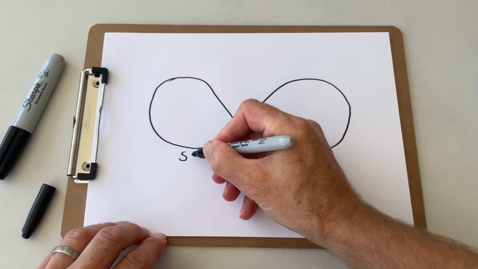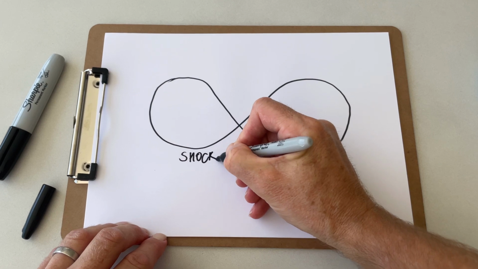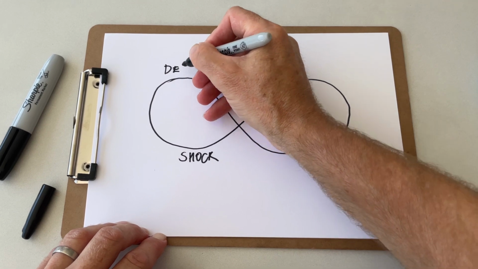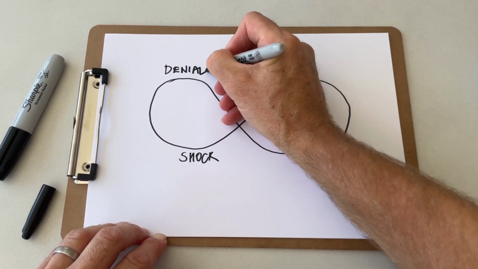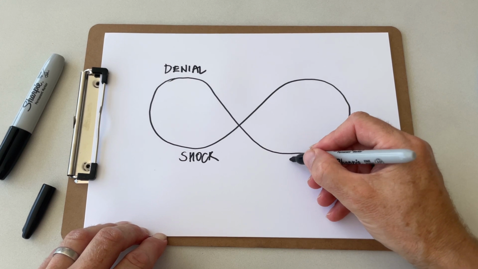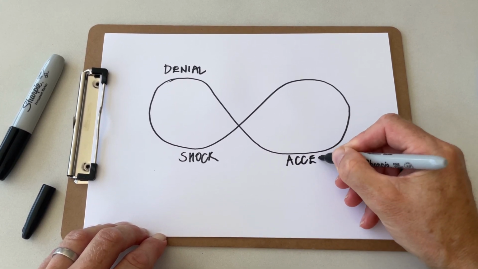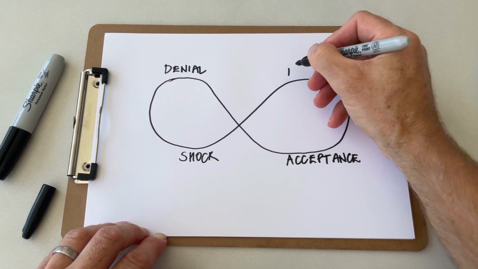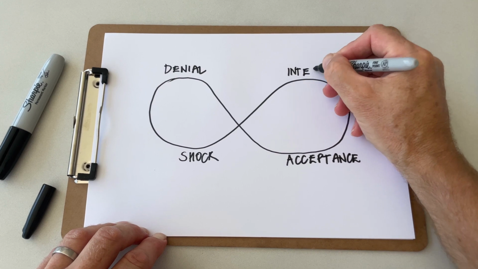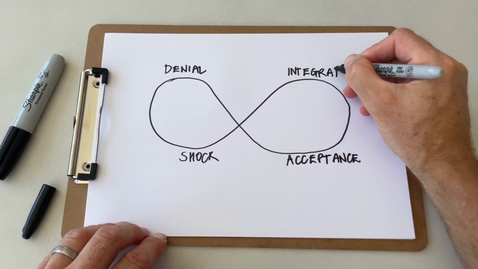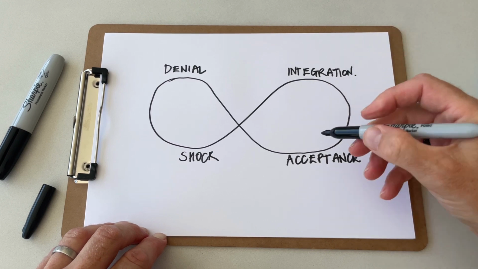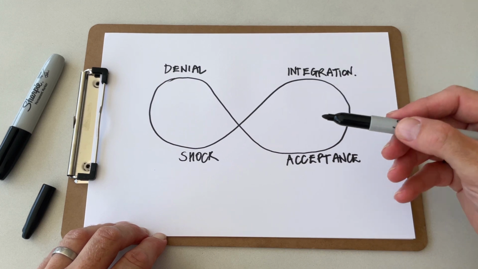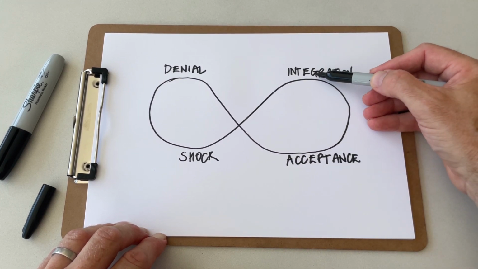The first is typically shock. I can't believe that's happening. Then we move into denial. It's not happening. It's certainly not happening to me. Then we move into acceptance. All right, I get it. It is happening. And then integration. Okay, how do we move forward with this new normal? So these are the 4 stages of change. Oh my goodness, that's not happening. Oh yes, it is happening. How do I move forward with it?